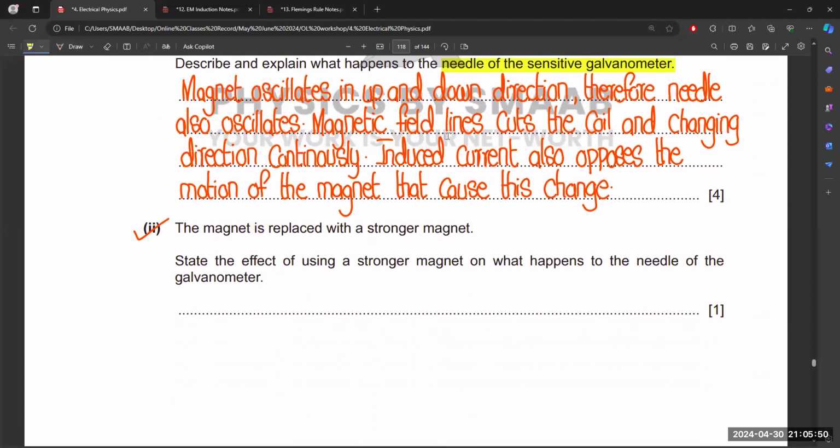Now, the magnet is replaced with a stronger magnet. State the effect of using a stronger magnet on what happens to the needle of the galvanometer. So if we use a stronger magnet, definitely you will get maximum deflection or larger deflection as compared to the previous situation.